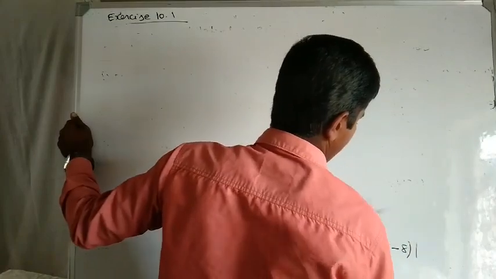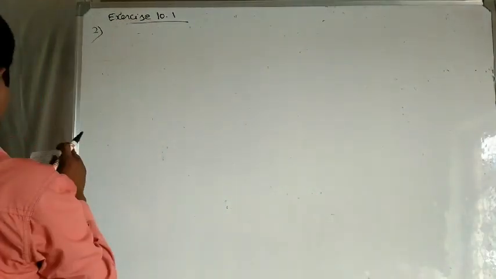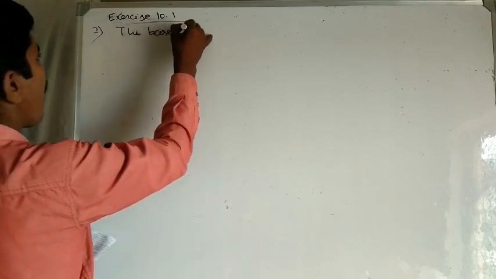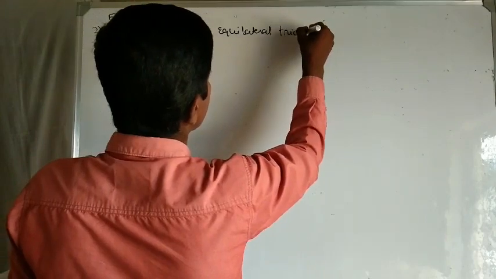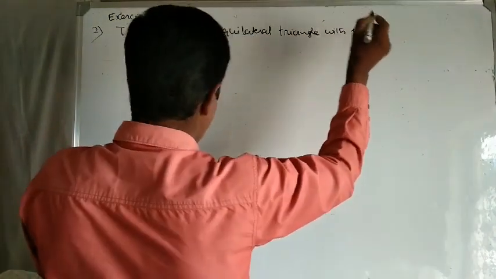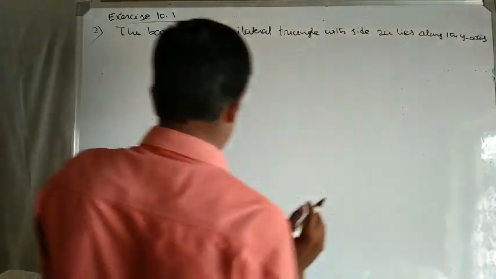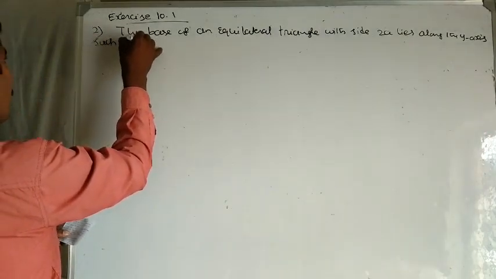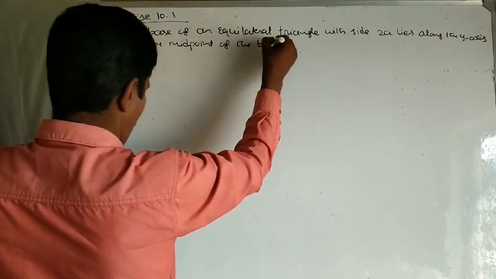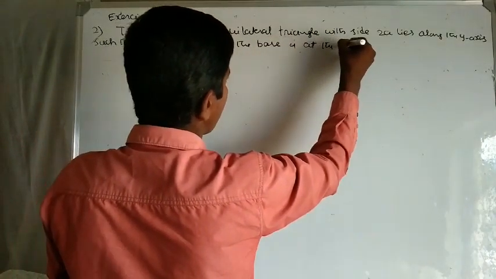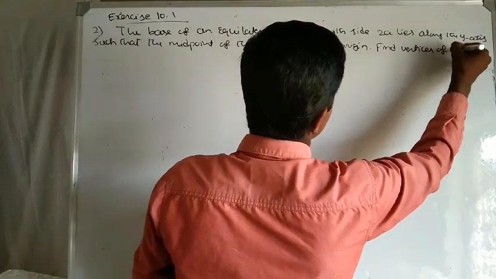Now go to the second problem. The base of an equilateral triangle with the side 2a lies along the y-axis such that the midpoint of the base is at the origin. Find the vertices of the triangle.